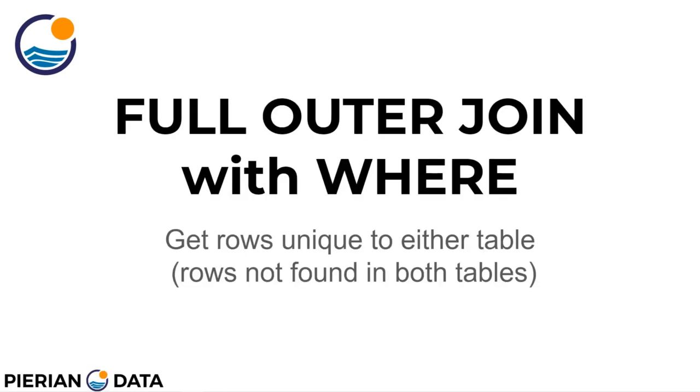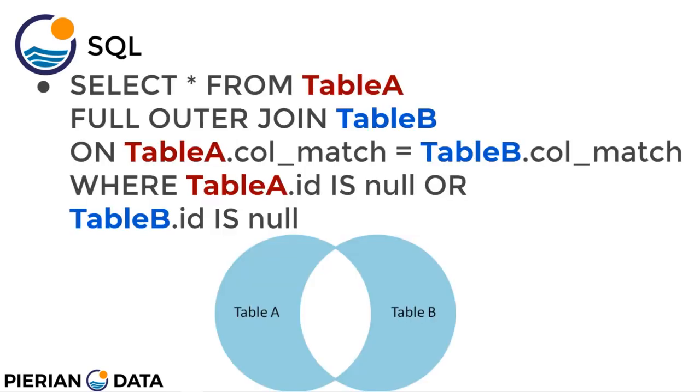Now the next thing I want to quickly discuss is qualifying a full outer join with a where statement. And we can do this in order to get rows unique to either table. In other words, rows that are not found in both tables. Essentially, this is the exact opposite of an inner join. Let me show you why.